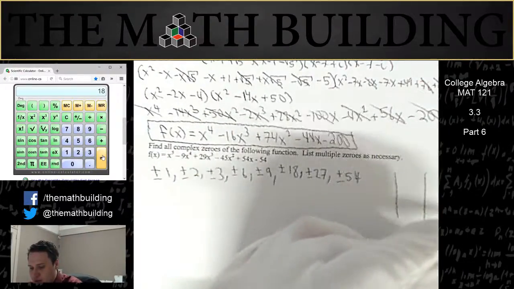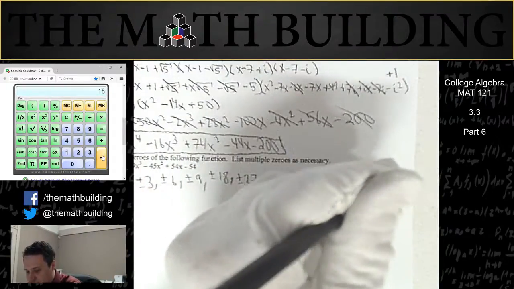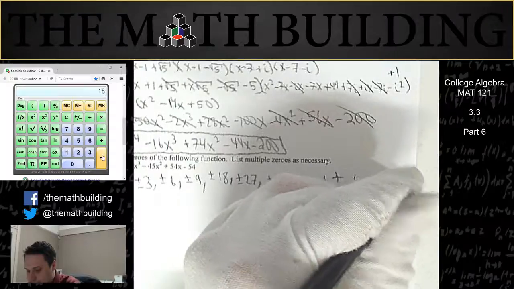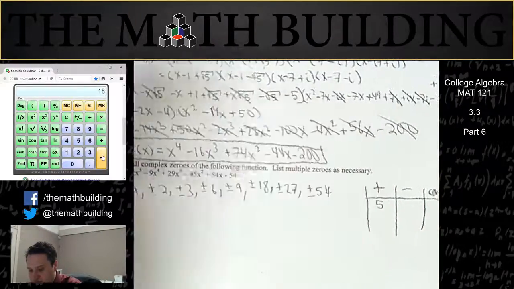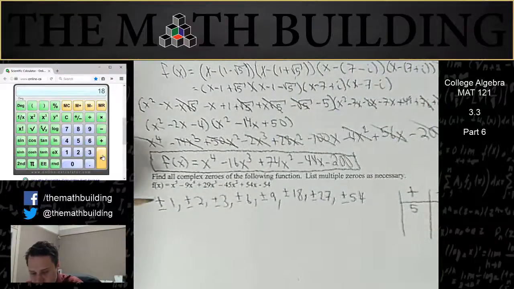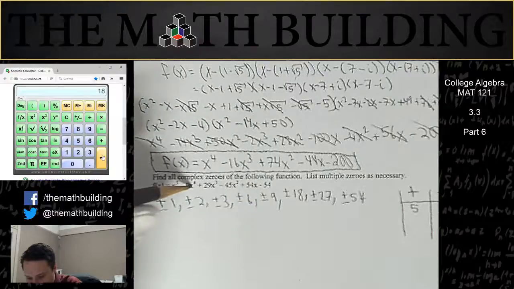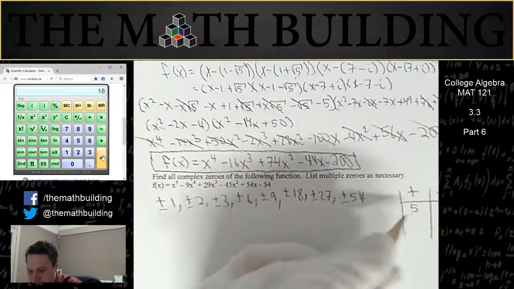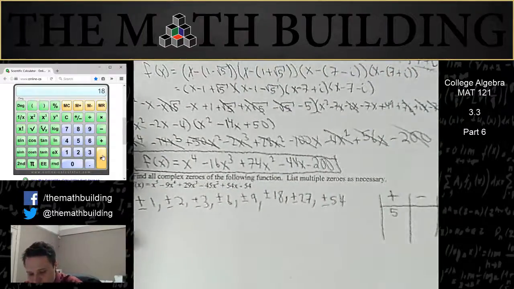Let's do Descartes' rule of signs really quickly. Positive, negative, complex. So we are going to have at least 5 answers. So let's see. 1, 2, 3, 4. 1, 2, 3, 4, 5. Yeah, so that's a 5 right there. 5 potential positive answers.